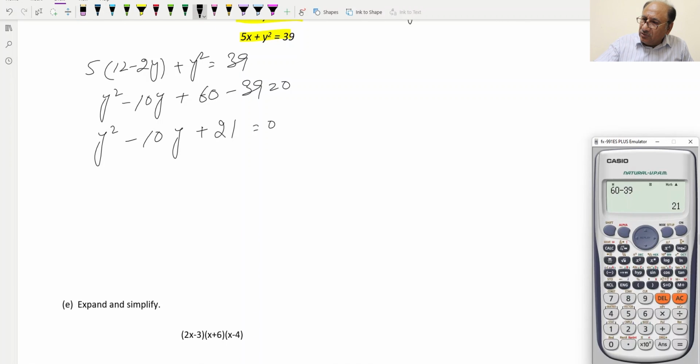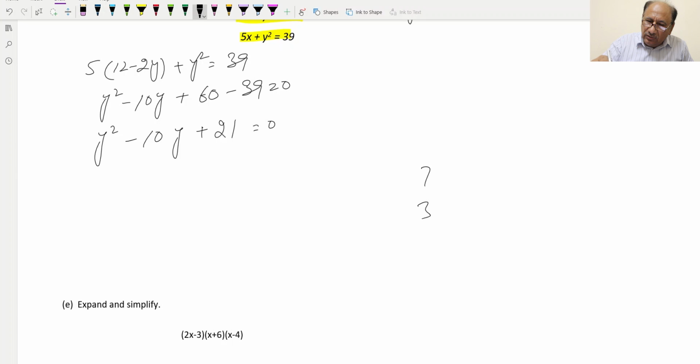For factorization we will take help from the calculator, mode 5 3, and the coefficient of y squared is 1, the coefficient of y is minus 10, and the constant value is 21. So the values are 7 and 3, and we will change the sign. Keep in mind we are taking help from the calculator, but we are showing the complete working, and there will be no deduction of marks if you show the complete working as I am doing.